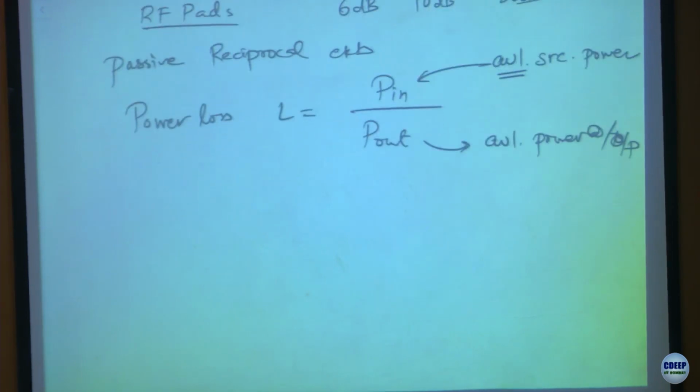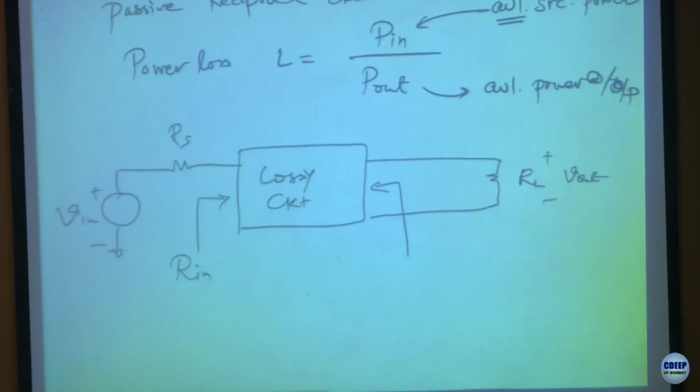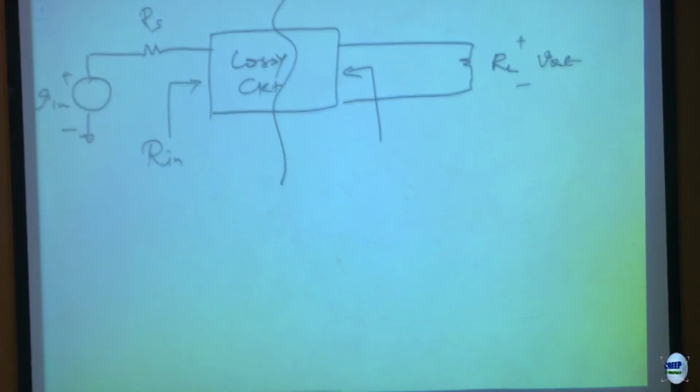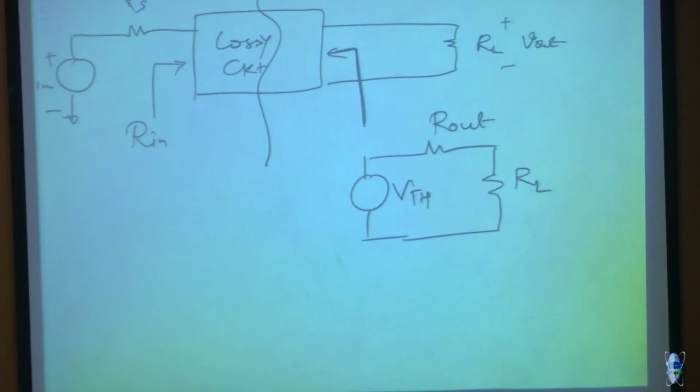Okay. So we can quickly model this. This is our lossy circuit, with, let's say, your RS at the input and your RL with V out at the output. We can draw the Thevenin equivalent looking back at the output. It's going to look like this: this is RL, this is R out, and this is VTH. I'm talking about only this part, looking back into the network. You'll have VTH, R out, and RL.